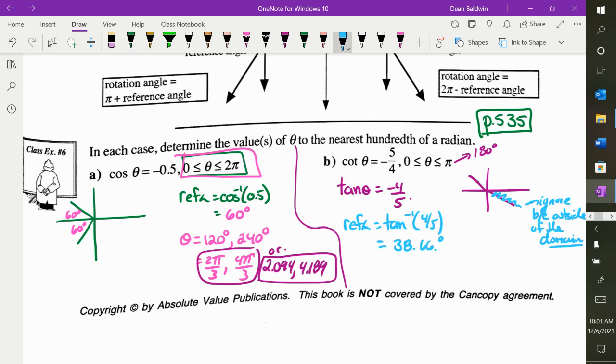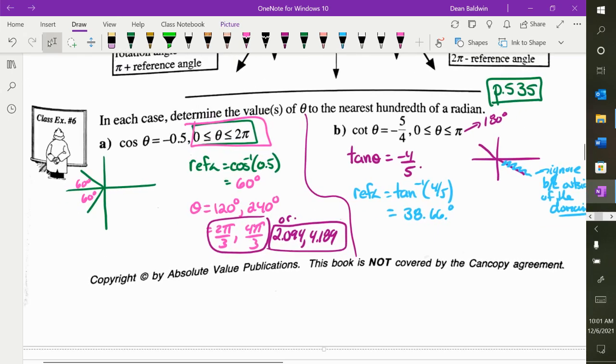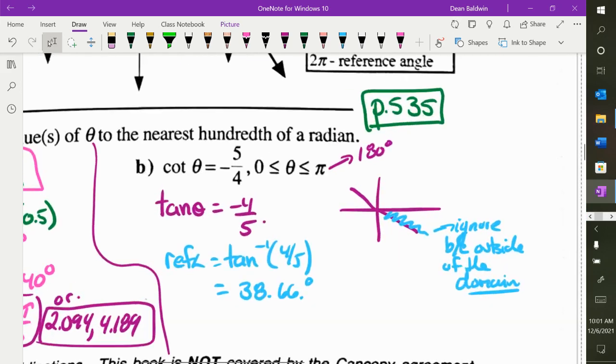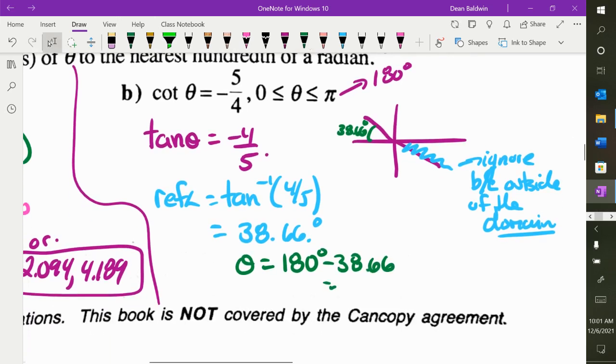38.66 degrees. So that means this angle right here is 38.66 degrees. So what is my answer? What is theta? It's going to be 180 minus 38.66, which is, what'd you say? 141.34 degrees. Is that my final answer?